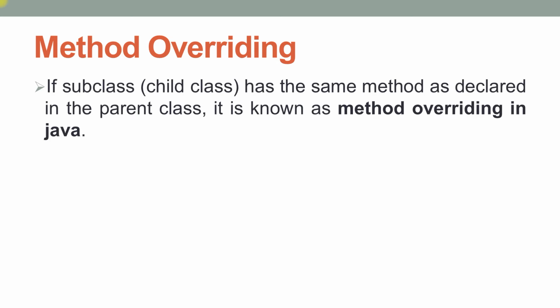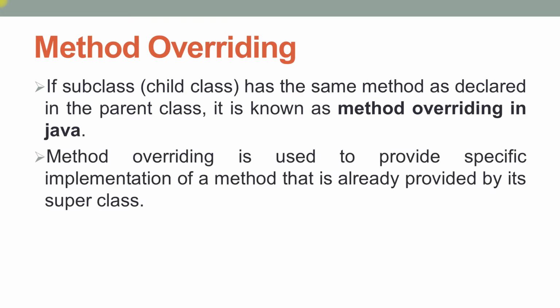Suppose there is a function in the subclass and the parent class with the same name, that we can call method overriding. If a subclass, that is a child class, has the same method as declared in the parent class, it is known as method overriding in Java. Method overloading is very different. Method overloading is the same function name but different parameters. Here the function name should be the same, parameters should be the same, and finally the return type also the same. That is, the function prototype should be the same. So that is method overriding.